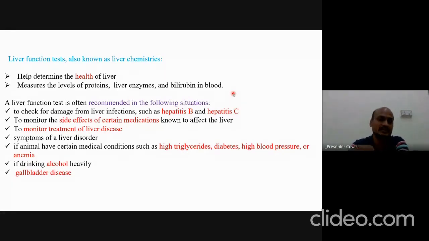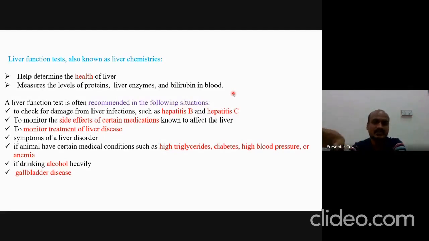Next, to monitor the treatment of liver disease. If you are treating liver disease, you have to monitor how effective the treatment is and how much is still pending. For that purpose, we are using this LFT test. Next, if you are seeing some symptoms of liver disorders, which we will see in the next slide, then also you can go for this test.